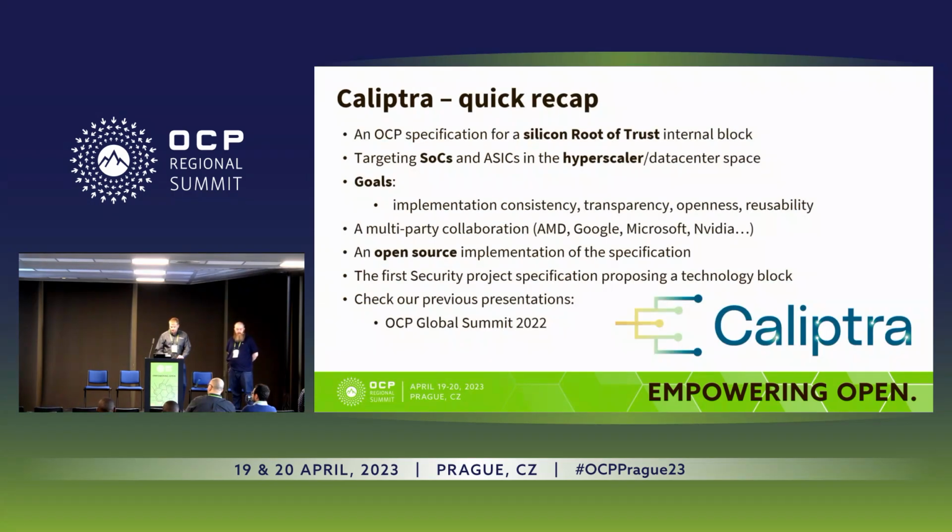All right. So Caliptra, for those who never heard about it before, it's a specification for a Silicon Root of Trust internal block. Meaning it's not a discrete component, it's IP that can be integrated into existing products by any vendor. And it was published as an OCP specification during the last Global Summit in October last year.